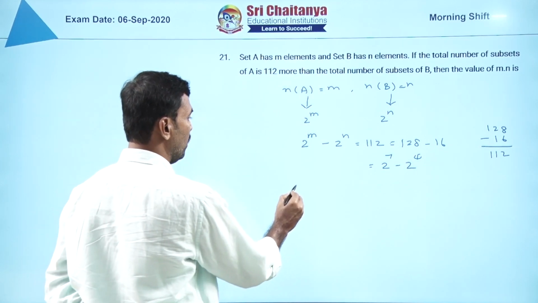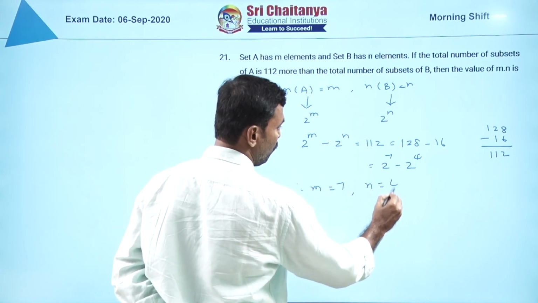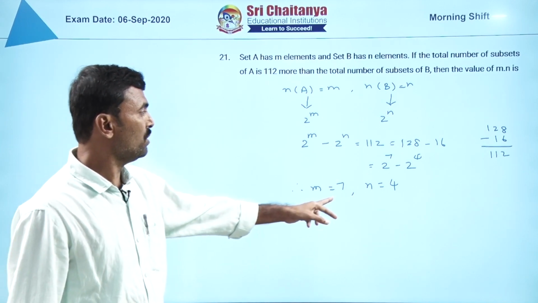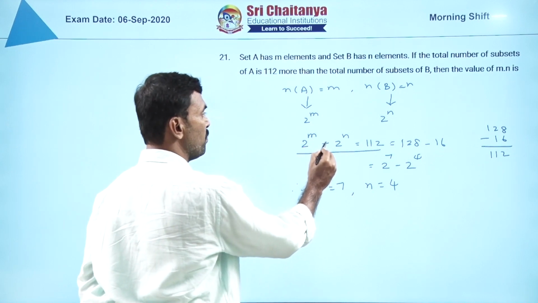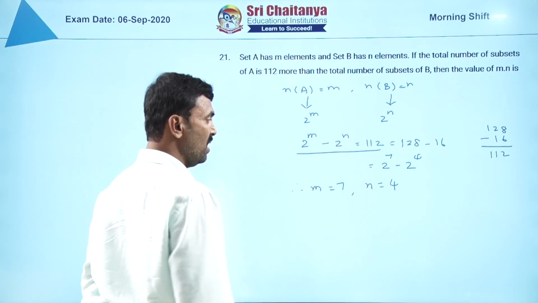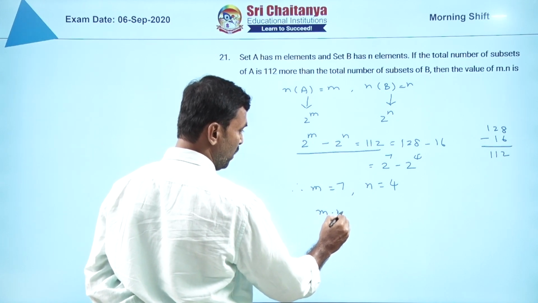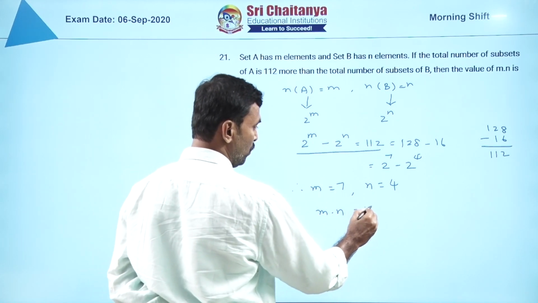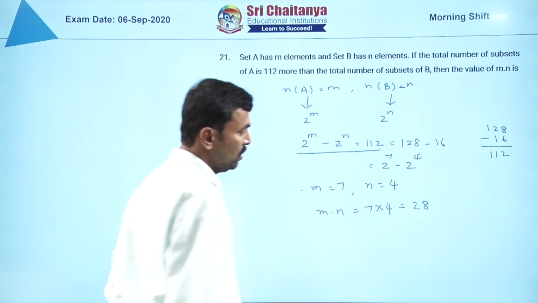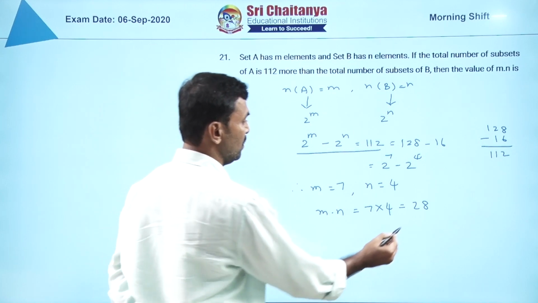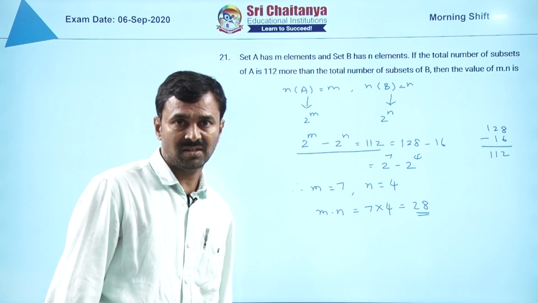So, therefore, m is 7 and n is 4. So, m equal to 7 and n equal to 4 satisfies this equation, 2 power m minus 2 power n is equal to 112. Therefore, m is 7, n is 4. He is asking the m into n value. m into n is equal to 7 into 4, which is equal to 28. So our answer is 28. Integer type question it is. So, 28 is the answer.